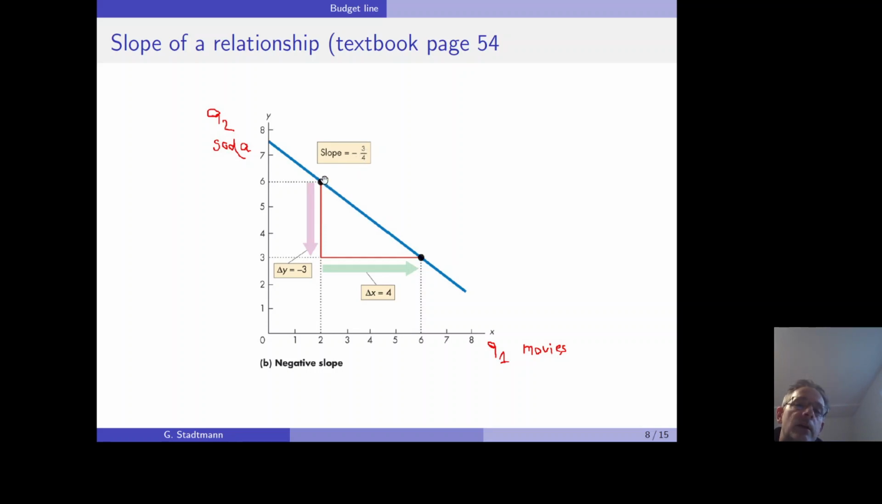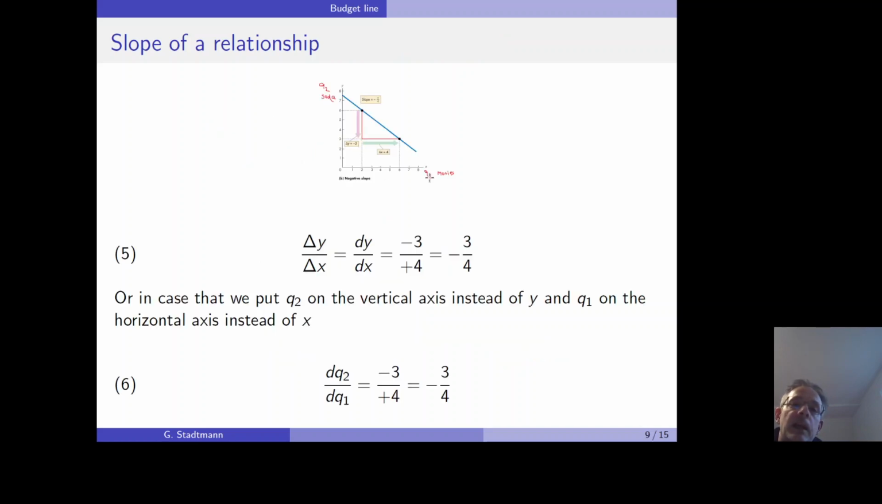Why is that? Because when we walk from the first point to the second point, we have to give up 3 units of the y variable in order to get 4 units of the x variable. So the ratio is minus 3 divided by plus 4. It is minus 3 over 4. Let's have a look once more.